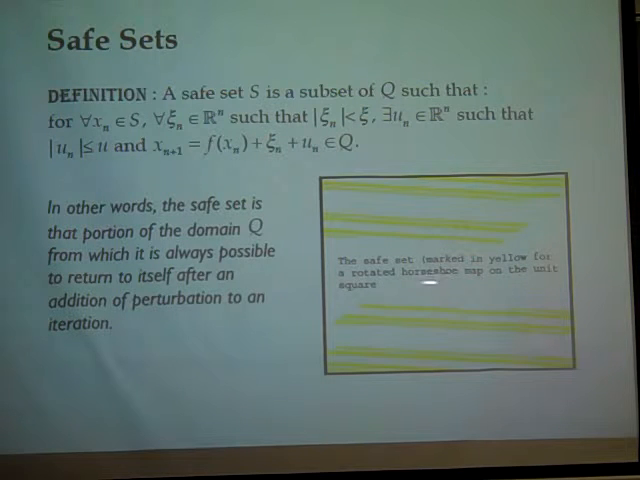Conversely, if I start outside this yellow region, the perturbations can be so chosen that I eventually get out of this box. One thing about these perturbations is that they are not randomly generated, not necessarily. They could be chosen by an adversary. They could be optimally chosen by an adversary. They are not necessarily random.